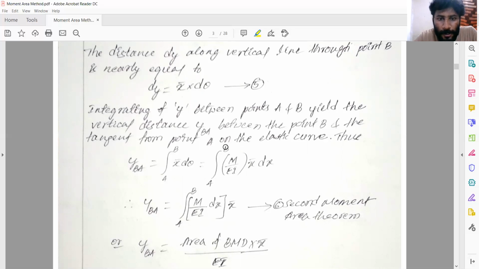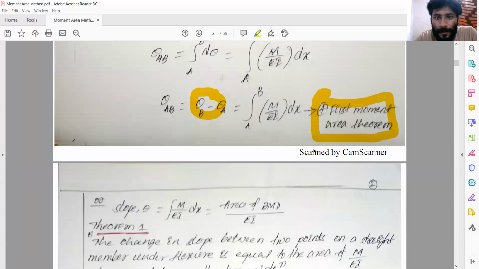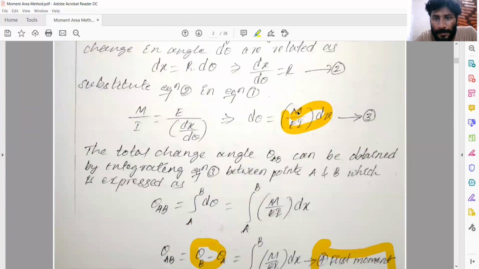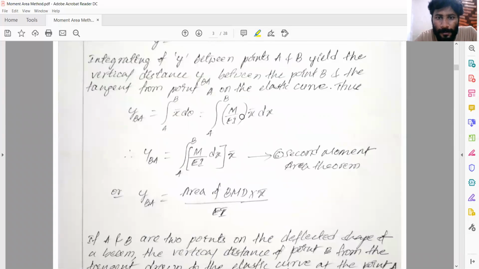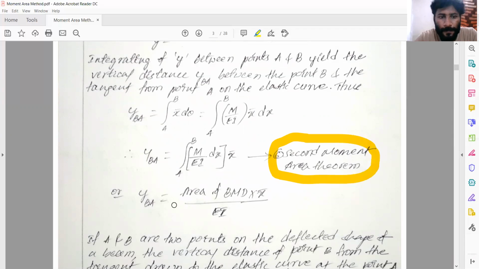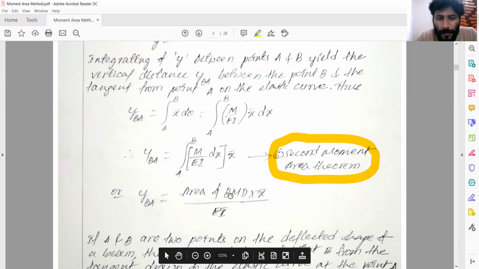Integrating from A to B, we already know the d theta value from equation 3: d theta is equal to M by EI into dx. So that is substituted here. YBA is equal to the integration from A to B of M by EI into dx into x bar. So this is called the second moment area theorem. YBA is equal to the area of the bending moment diagram into x bar divided by EI.